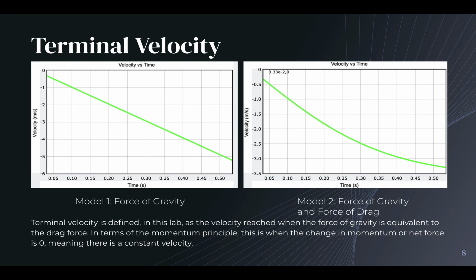If we were to examine the terminal velocity of both models, we would be able to see that the model that includes both gravity and drag force would curve down to terminal velocity. This can be seen at where it levels off in the graph. Terminal velocity is defined in this lab as the velocity reached when the force of gravity is equivalent to the drag force. In terms of the momentum principle, this is when the change in momentum, or net force, is zero, meaning there is a constant velocity.